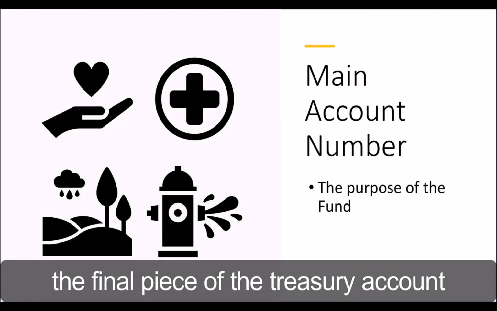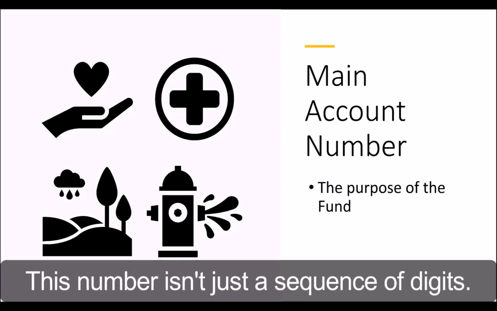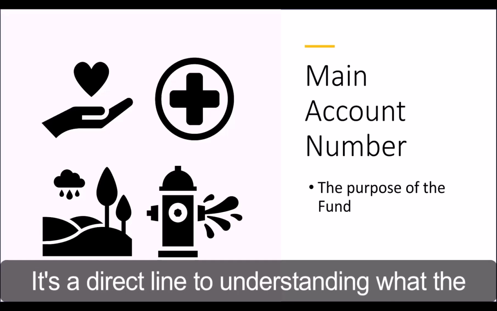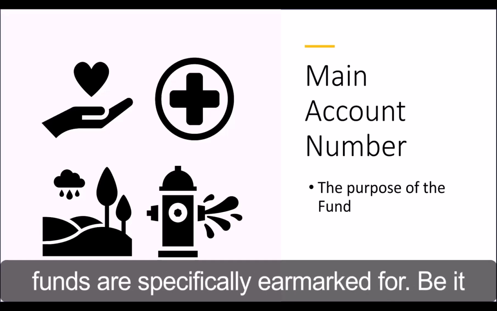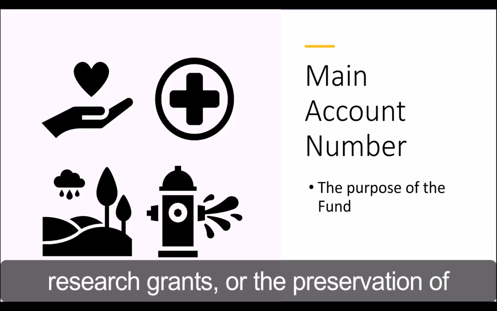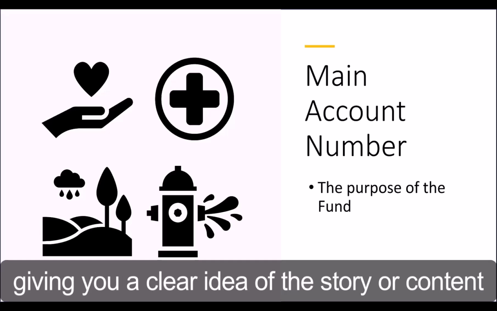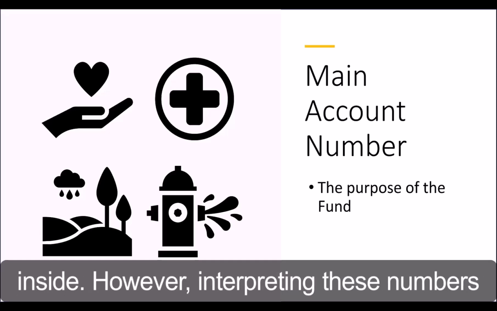The final piece of the Treasury Account Symbol puzzle is the main account number. This number isn't just a sequence of digits. It's a direct line to understanding what the funds are specifically earmarked for, be it U.S. foreign aid, support for firefighters, research grants, or the preservation of national parks. Think of it as the title of a book, giving you a clear idea of the story or content inside.